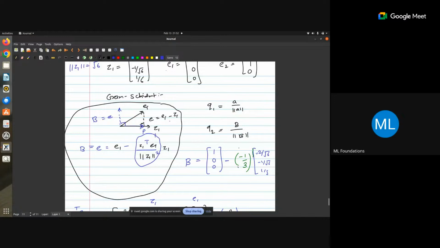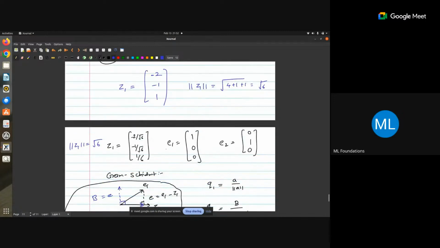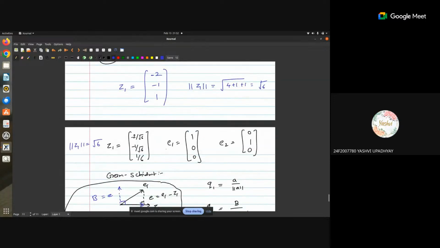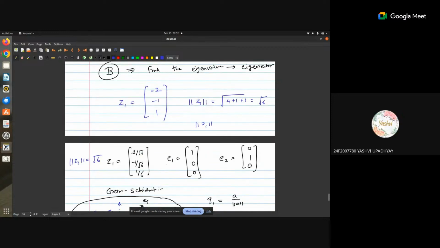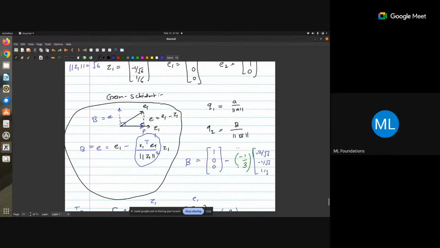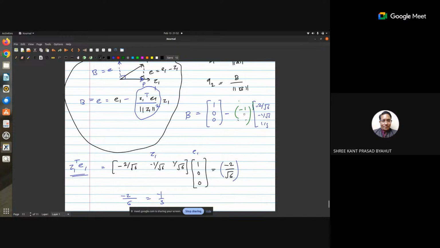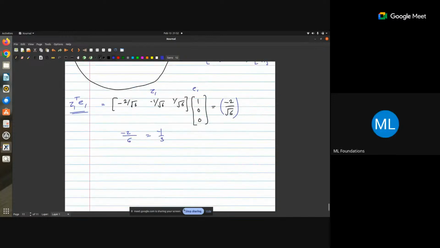Z1 transpose Z1 will be the norm squared, so it will be the norm of Z1 squared. Then you will not have that 1 minus 1 by root 3. It will be 1 by 3 root 6.